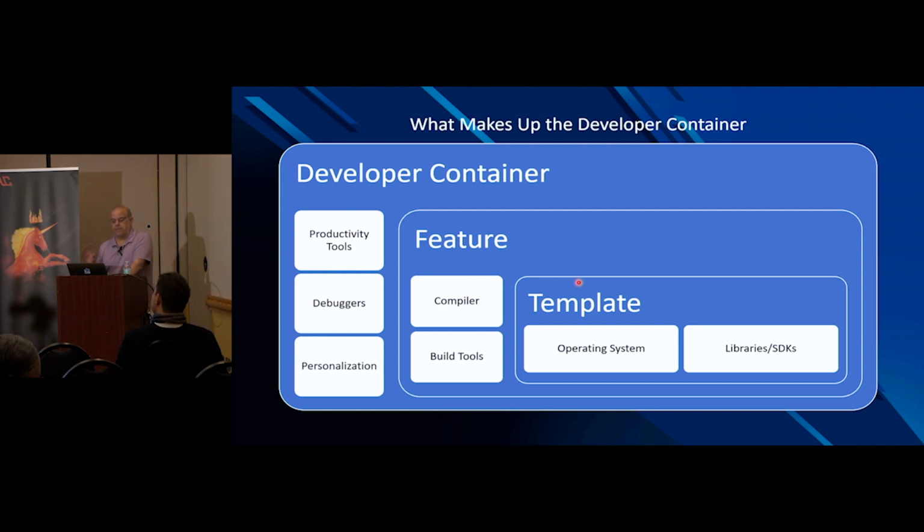So dev containers is basically broken up into 3 pieces. It starts off with the template, then moves up to the feature, and then the container, the dev container or developer container level. At the template, you're basically choosing what operating system and or what languages you want to use. Then at the feature level, you're adding things to it, like extra build tools or extra client configuration tools. And then at the container level, you are adding in your debuggers, your personalization, etc.